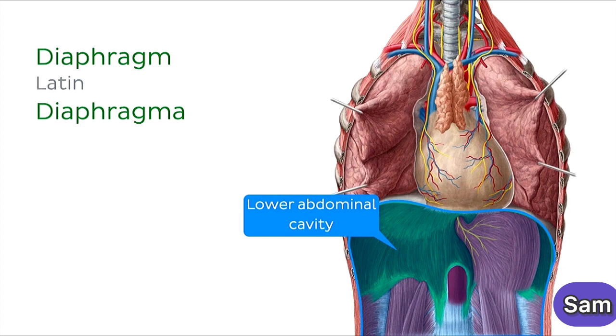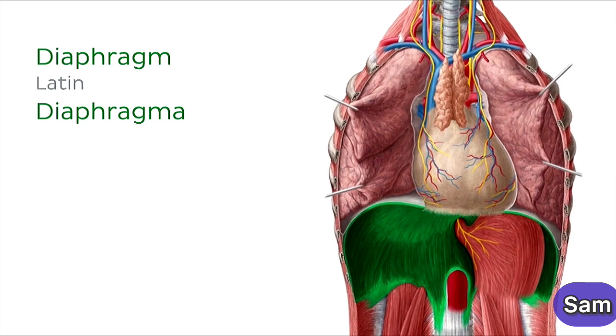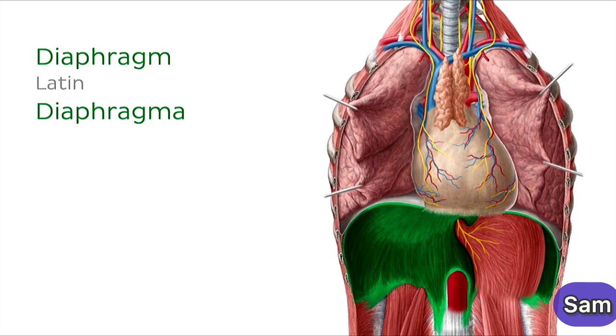And this muscle is very important as it plays a crucial role in breathing. As it contracts and pulls down on the thorax, the thoracic cavity gets bigger and air is drawn into the lungs. And when it relaxes, the thoracic cavity shrinks and air is forced out of the lungs.